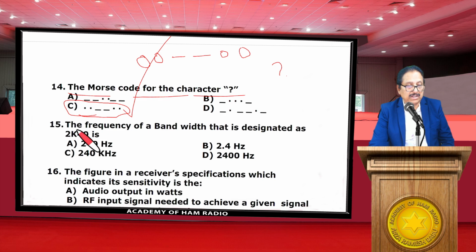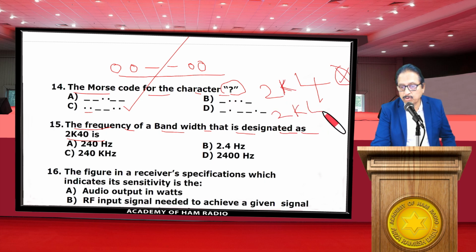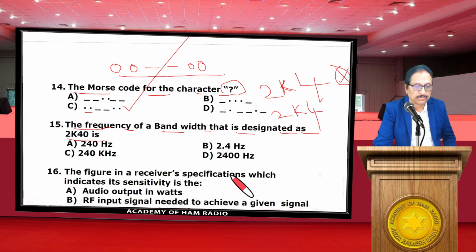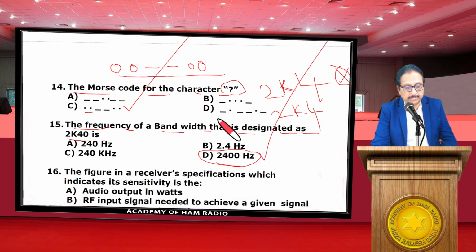The frequency of a bandwidth that is designated as 2K40, that you have to simplify like this. In 2K40, there won't be any value after kilo, after K. So it becomes automatically 2K4. 2K4 is 2400 hertz. Delta is the right answer.